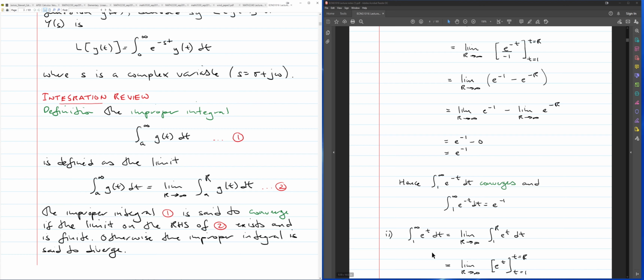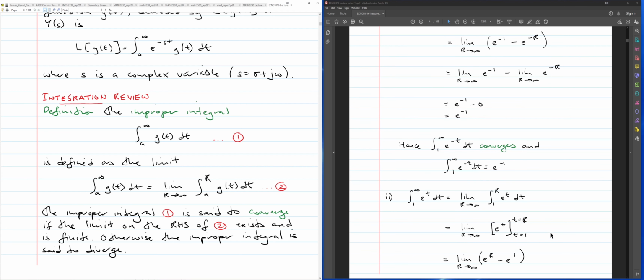So we're going to work this out the same way. You use your definition of the improper integral: you replace the infinity by r. We work out this integral first, and then take the limit as r goes to infinity. Integrating e to the t, we just get e to the t.